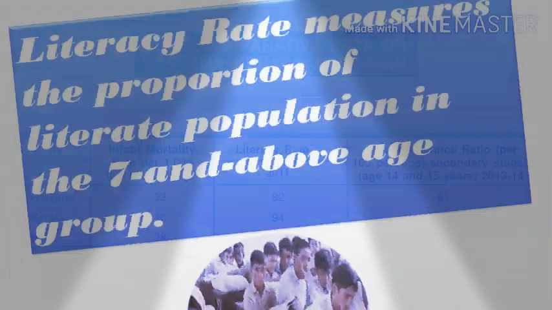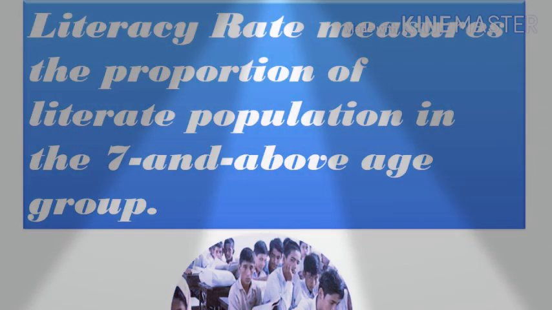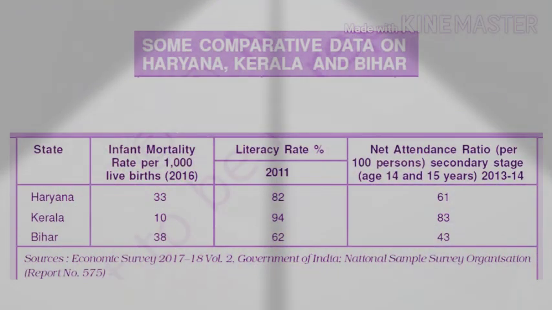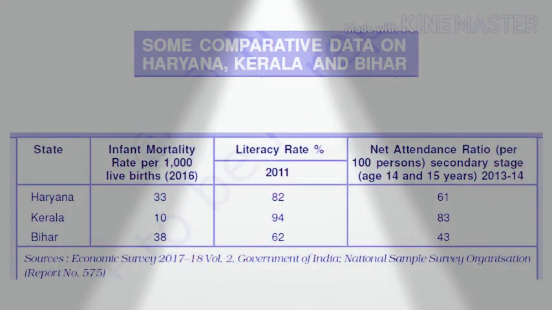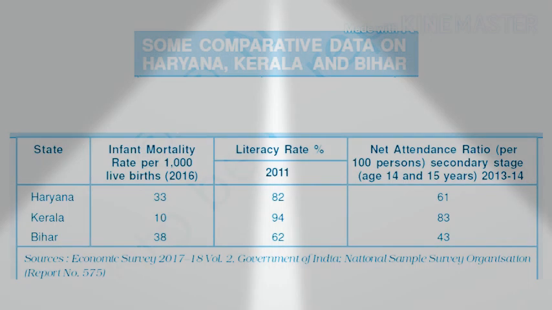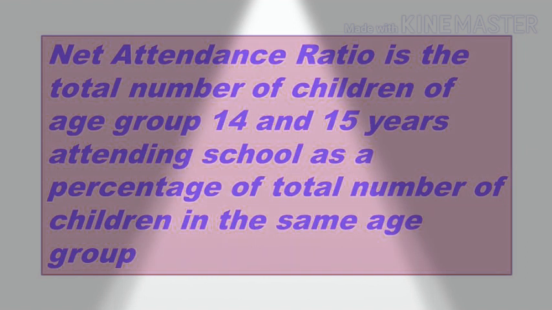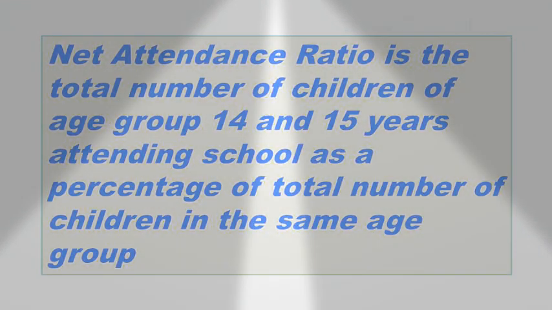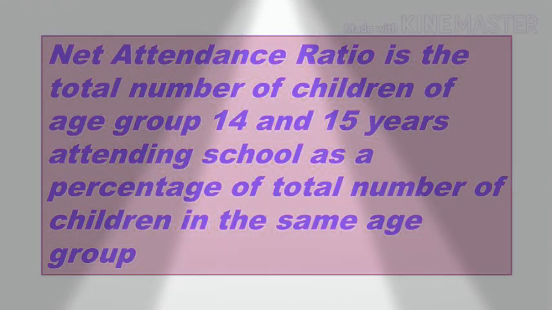Literacy rate, as you all know, measures the proportion of literate population in the age group of 7 and above. That means anybody above the age of 7 years who can read and write, understand and do simple arithmetic, we call a literate person. And the third attribute is the net attendance ratio, which is the total number of children of age group 14 and 15 attending school as a percentage of the total number of children in the same age group.